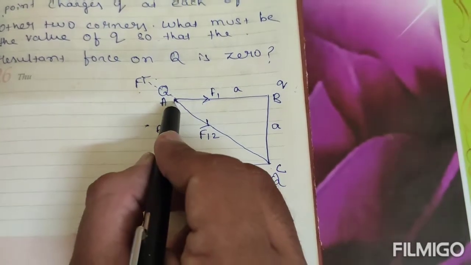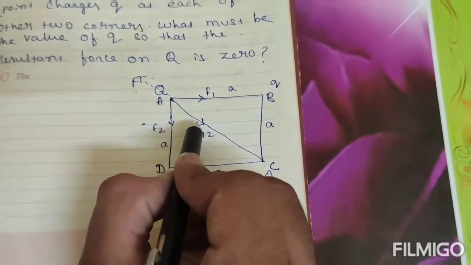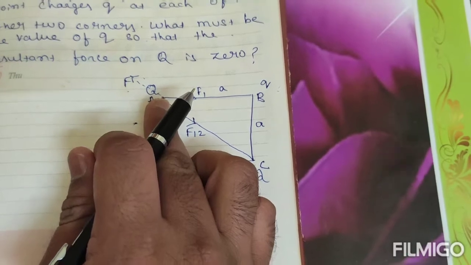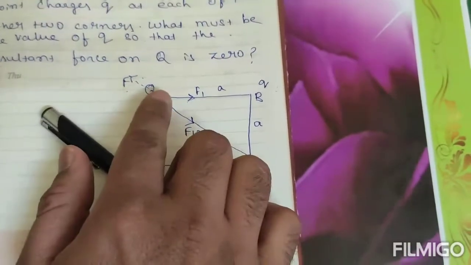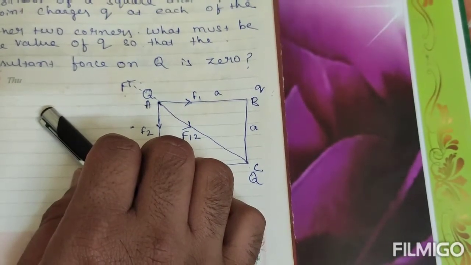You know it very well. If a force is applied from this side, and a force is applied from this side, what will happen? This charge is bound to stay at its original position because all the forces are being applied in opposite directions, right?